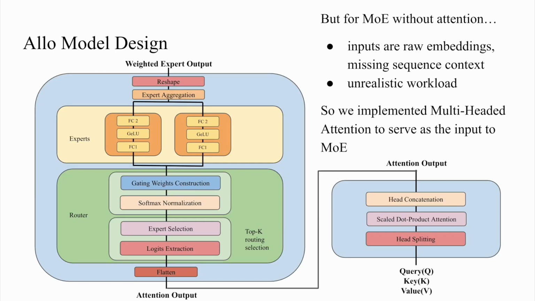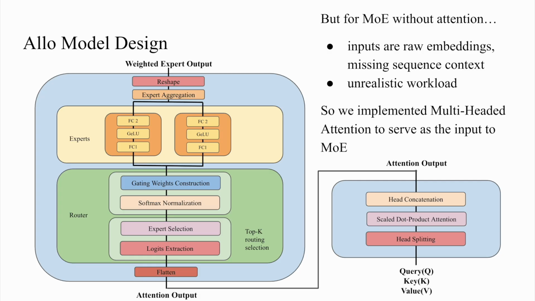So for our Allo model designs, this is our block diagram. For MoE, we have two more important parts. One is the experts part, and we implemented two MLPs as our experts. For the router part, we implement a top-K routing layer to flatten our inputs and use a top-K routing function to select the expert for our input tokens.